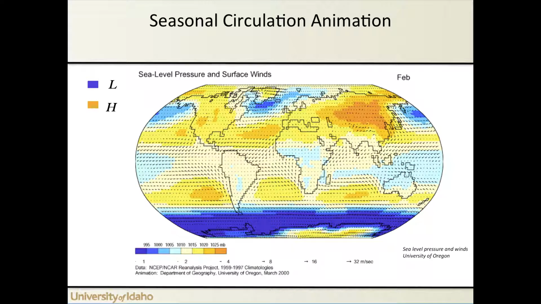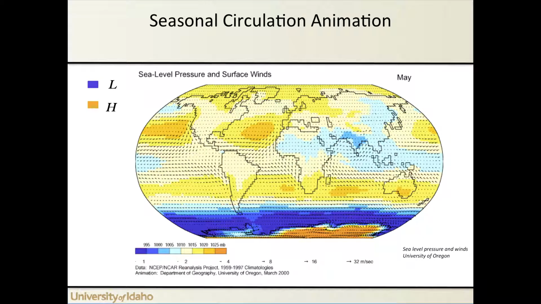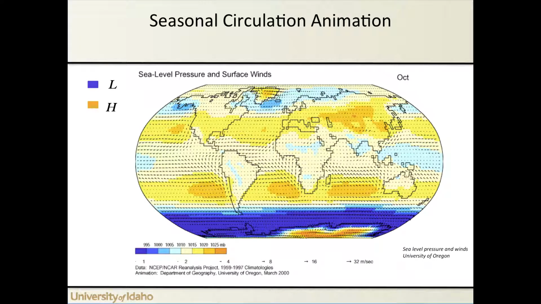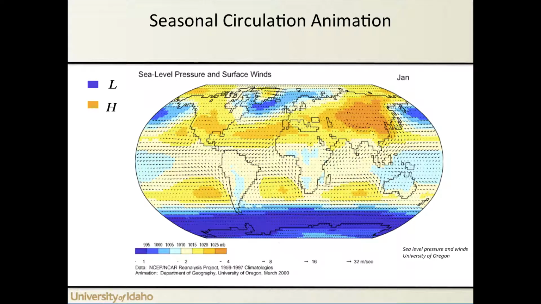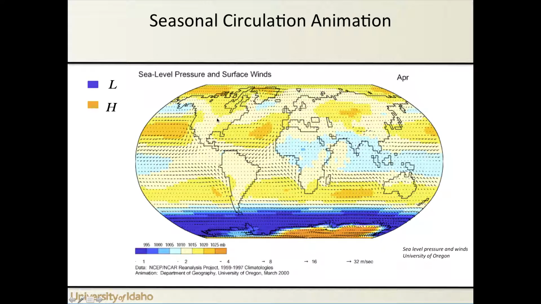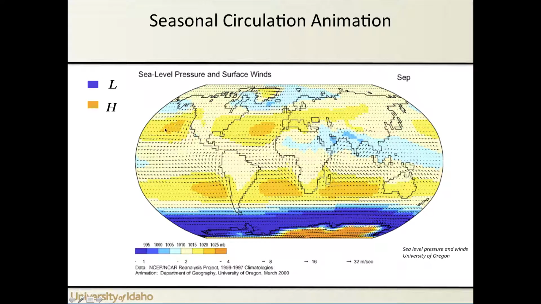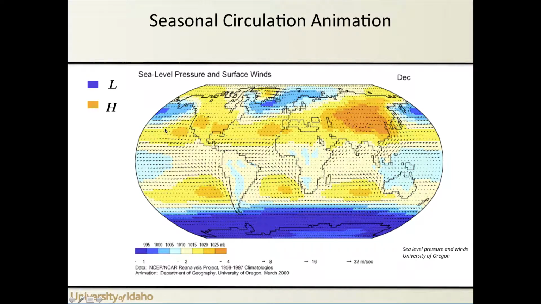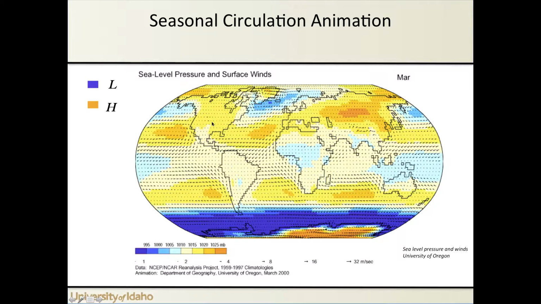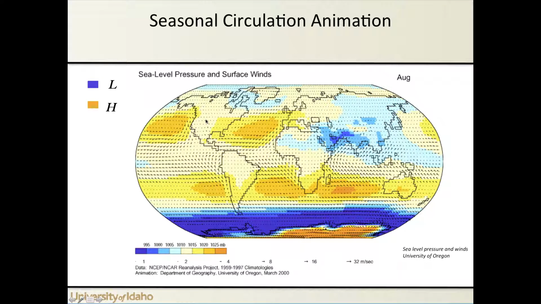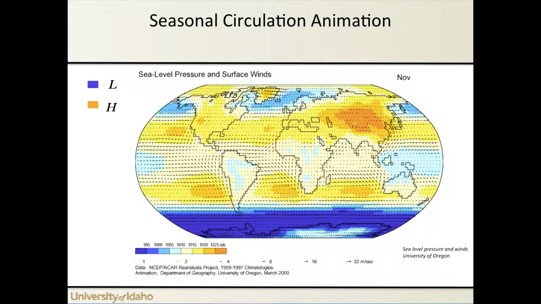First of all, what you can note is the seasonal reversal in pressure between the mid-latitude oceans versus the mid-latitude land masses. In the summer months, we actually see high pressure over the oceans and low pressure over land, whereas in winter the opposite happens. So in winter, we generally see relatively higher pressure over land and relatively lower pressure over the oceans.